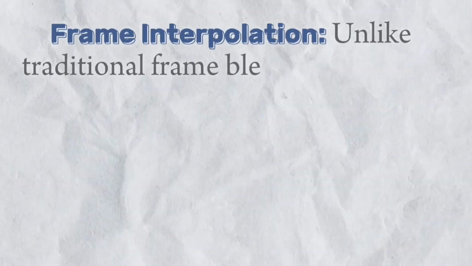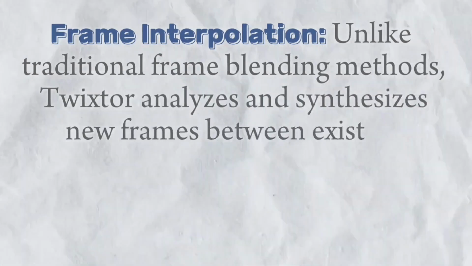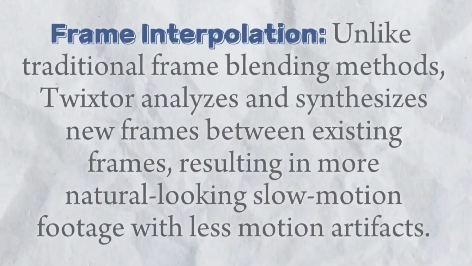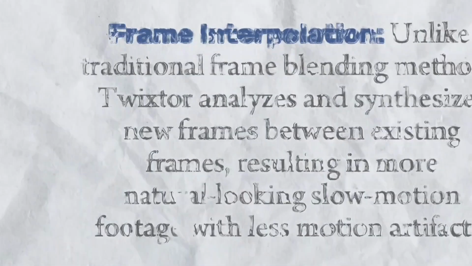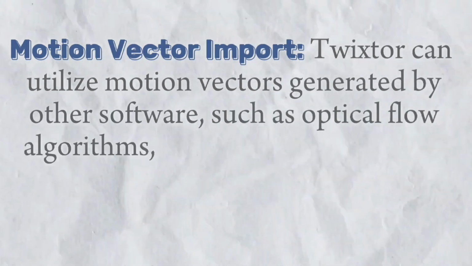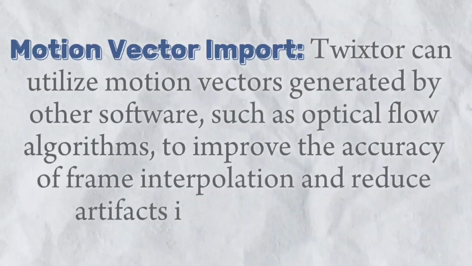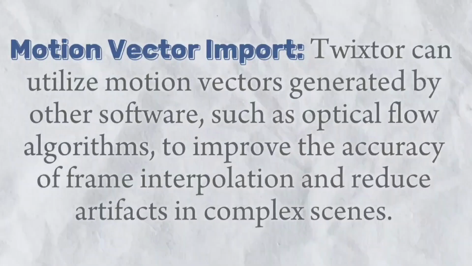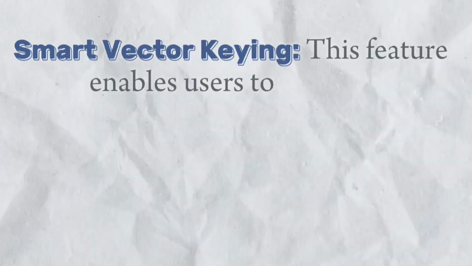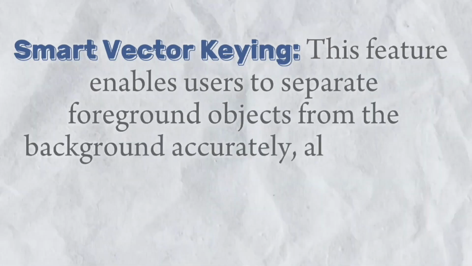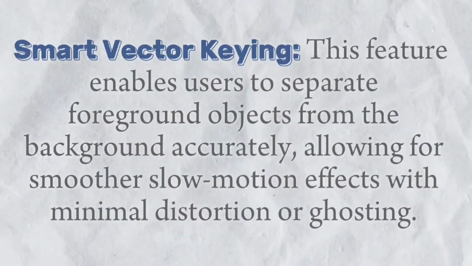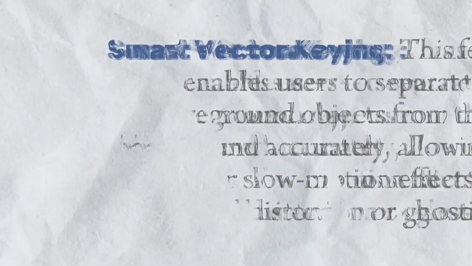Frame interpolation. Unlike traditional frame blending methods, Twixtor analyzes and synthesizes new frames between existing frames, resulting in more natural looking slow motion footage with fewer motion artifacts. Motion vector import. Twixtor can utilize motion vectors generated by other software, such as optical flow algorithms, to improve the accuracy of the frame interpolation and reduce artifacts. Smart vector keying. This feature enables users to separate foreground objects from the background accurately, allowing for a smoother slow motion effect with minimal distortion or ghosting.